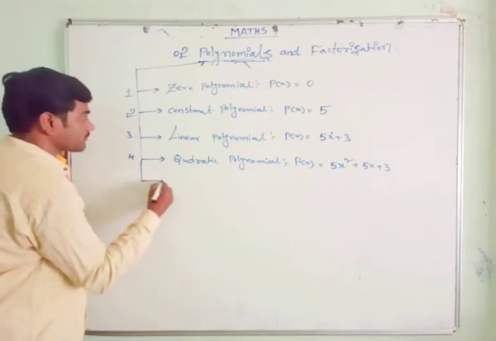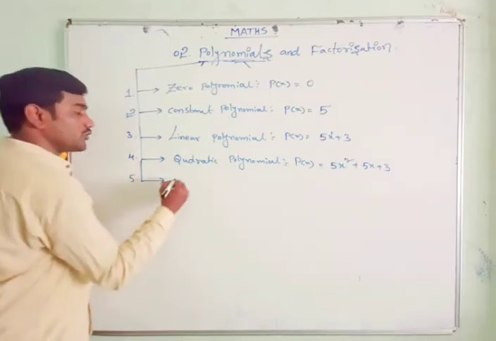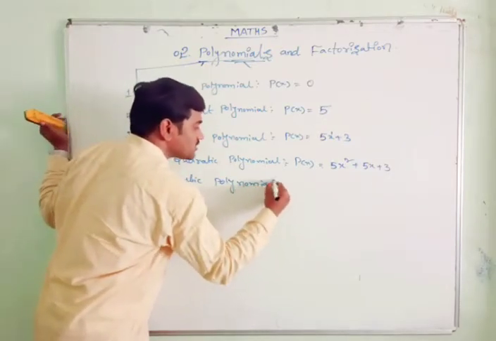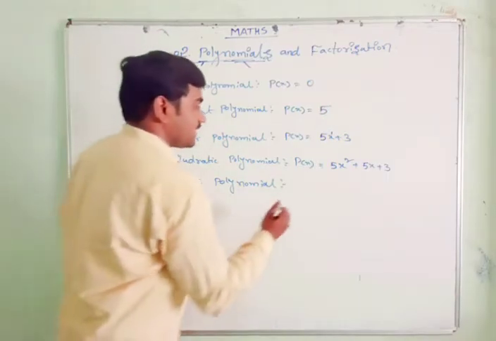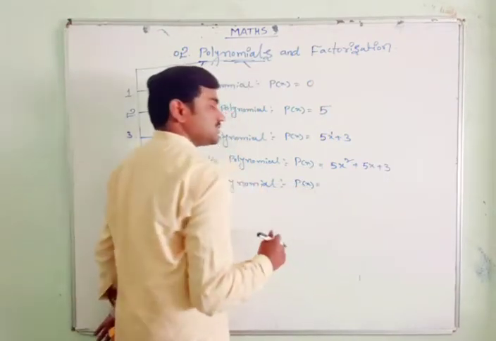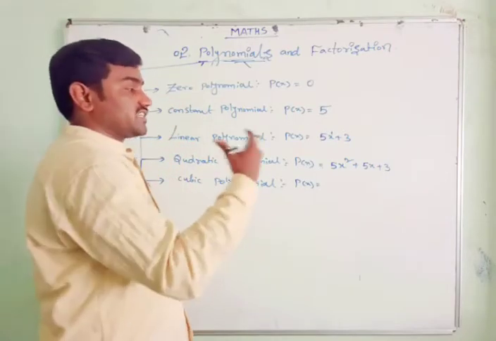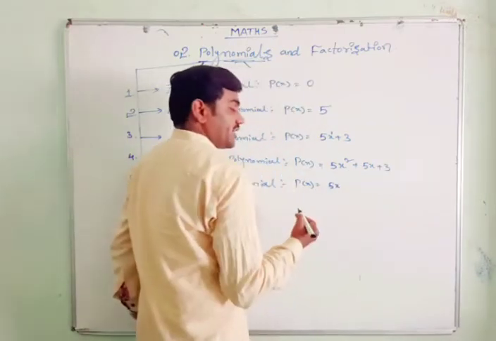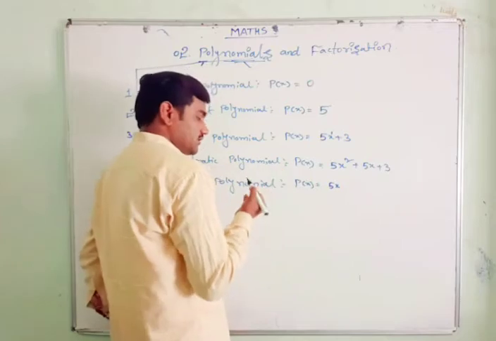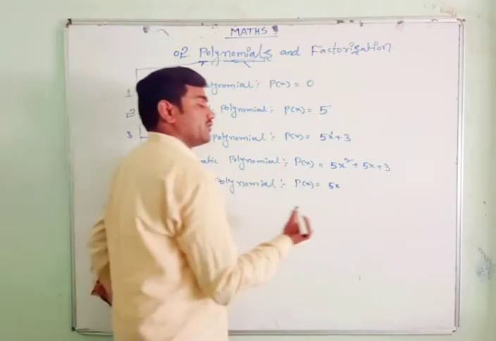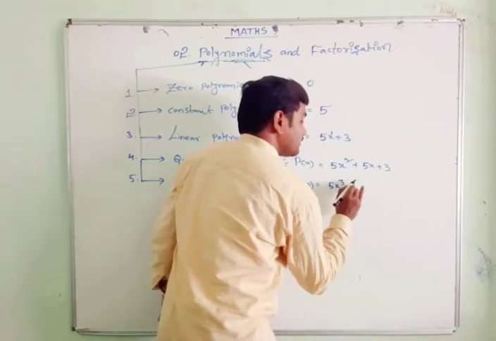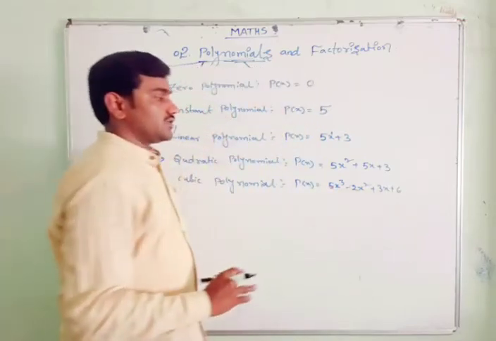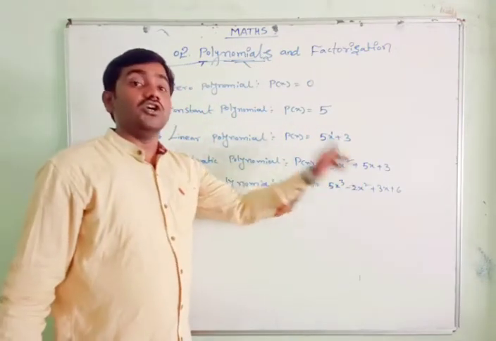Let's go on. The fifth one is the cubic polynomial. Mainly we discuss this one. If an algebraic expression has 3 as its degree, it is known as a cubic polynomial. If the variable has 3 as its power, it is a cubic polynomial. For example, 5x cube minus 2x square plus 3x plus 6. What is the highest degree in this polynomial? That is 3, so it is a cubic polynomial.